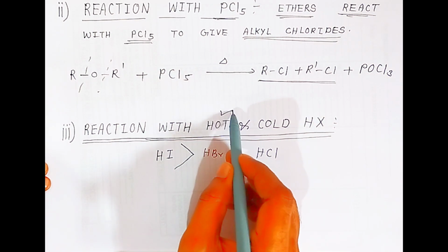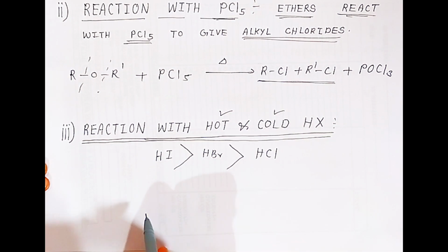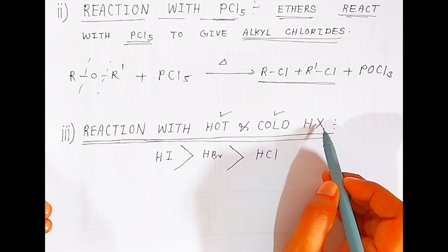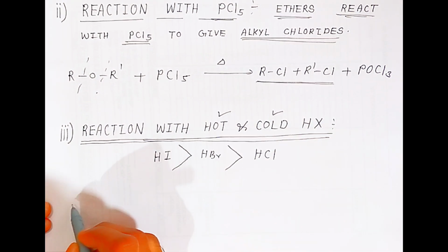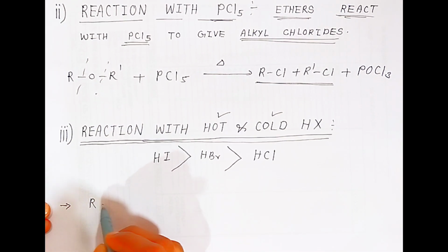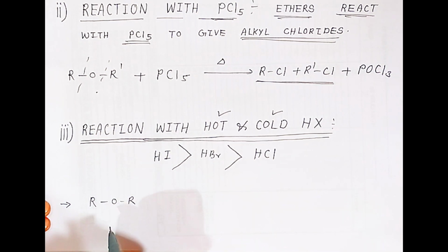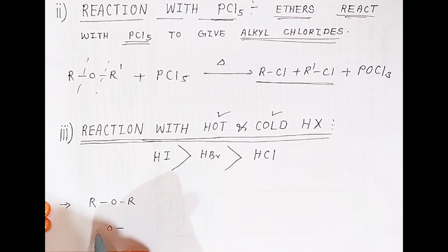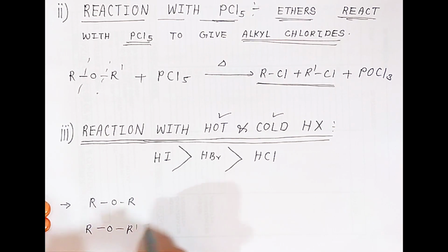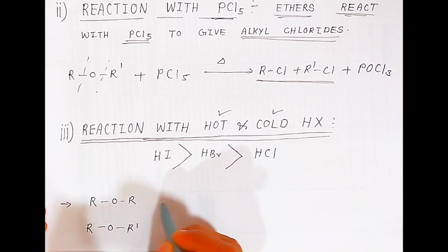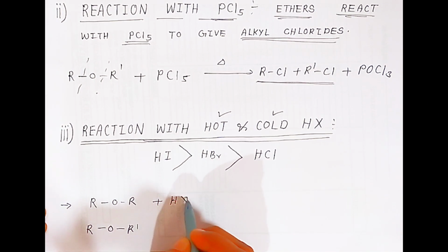Here, students, the words hot and cold are very important. Here in general I am writing, suppose you have symmetrical ether ROR, and another, unsymmetrical ether, that is RR dash. Now, students, we are going to add hydrogen halide.